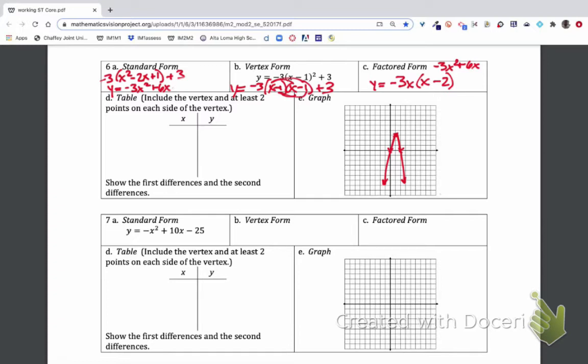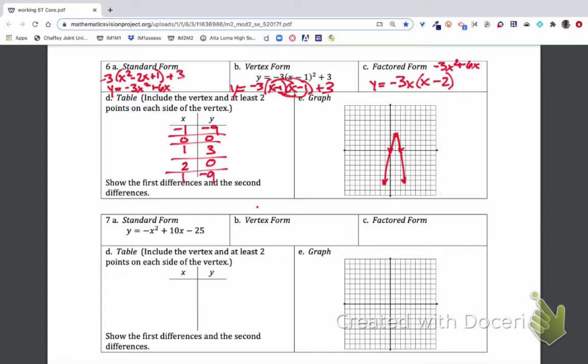As for my table, I'll start with my vertex 1 comma 3, 0 0, 2 0. Then I just need to come up with one more on each side. Well, negative 1 and positive 1. When I plug negative 1 into any of those equations, I would get negative 9, which means that a positive 1 should also get me a negative 9. Because of that axis of symmetry, seeing the same thing on the left as I do on the right.